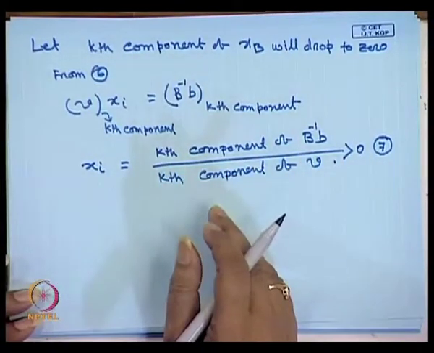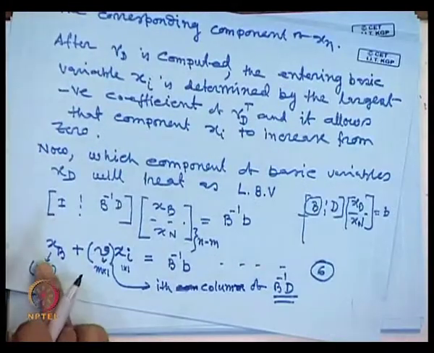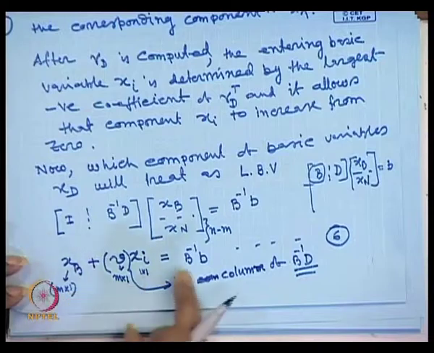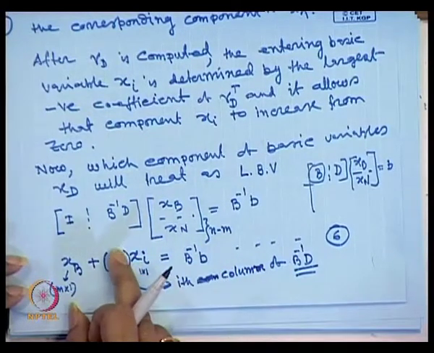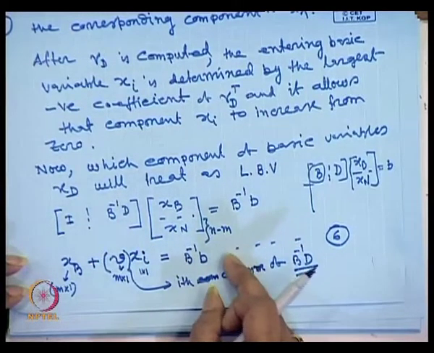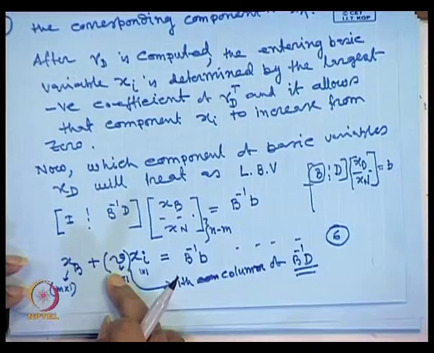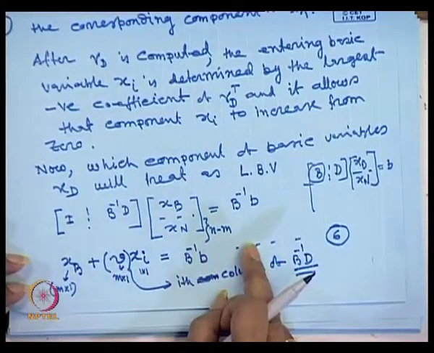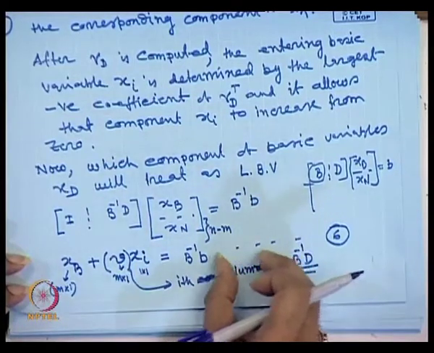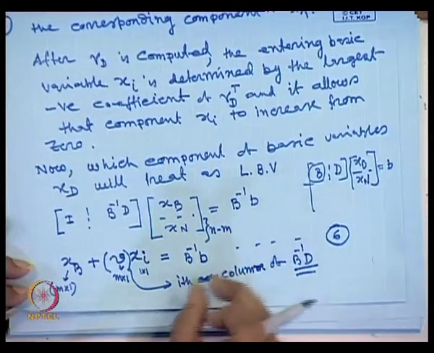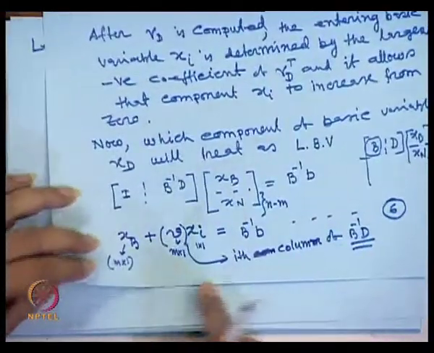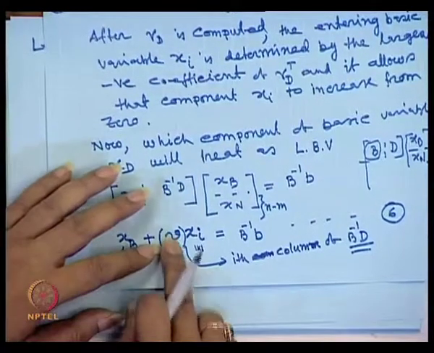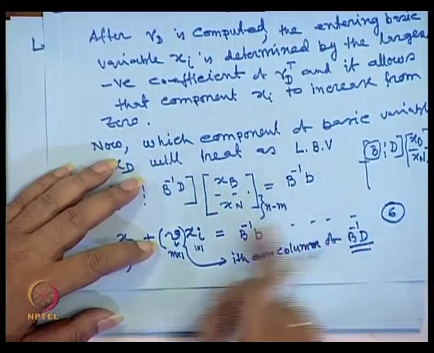When you compute the basic variable expression from here, you see the kth component of this one, minus, if you take that side, minus the kth component of V, agree, into x_I. Since the x_I value is greater than 0, that minus V_k and x_I can become 0, provided this coefficient, the kth component of V, is positive.